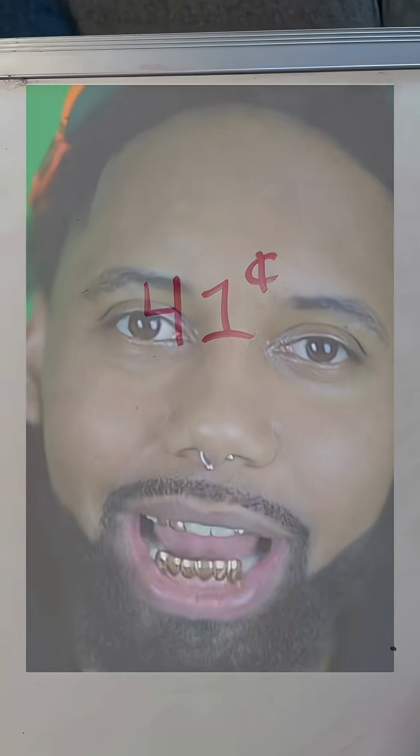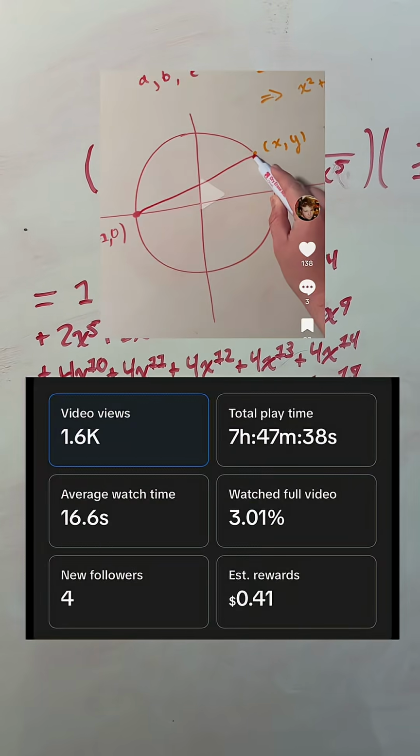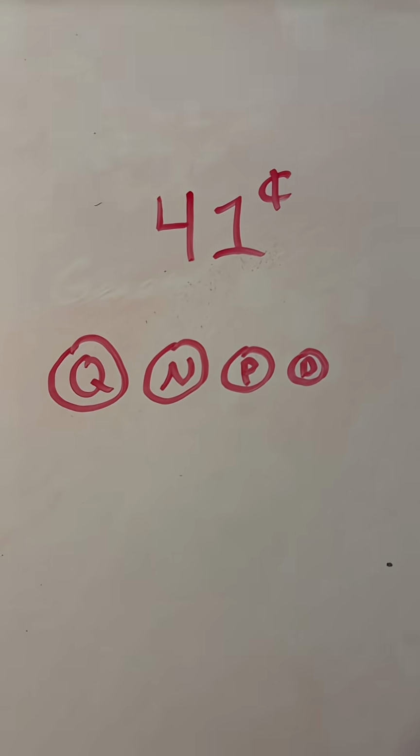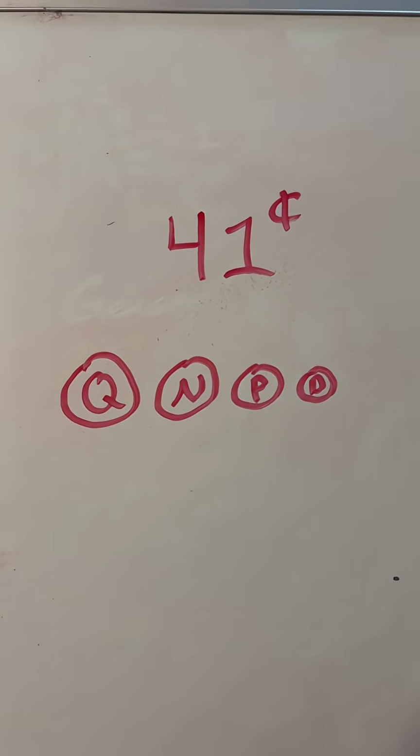How do I make 41 cents? Well, one way is by posting a number theory video and collecting the TikTok revenue. Specifically, how many ways can I combine quarters, nickels, dimes, and pennies to create 41 cents?